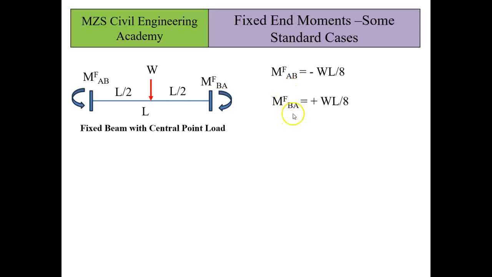The MF B to A means I am at joint B and looking towards A. The moment will be positive, because we have considered clockwise as positive, WL by 8.